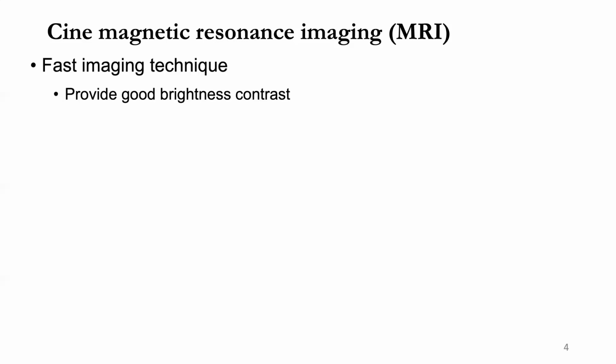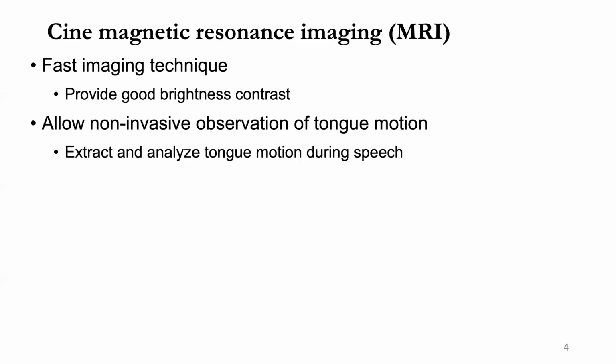So in this work, we want to present a method that can show the palatograms and the tongue-to-palate distances at the same time using Cine magnetic resonance imaging. Cine MRI is a fast imaging technique that provides good brightness contrast. It allows non-invasive observation of the human tongue and therefore can be used to extract and analyze tongue motion during speech.